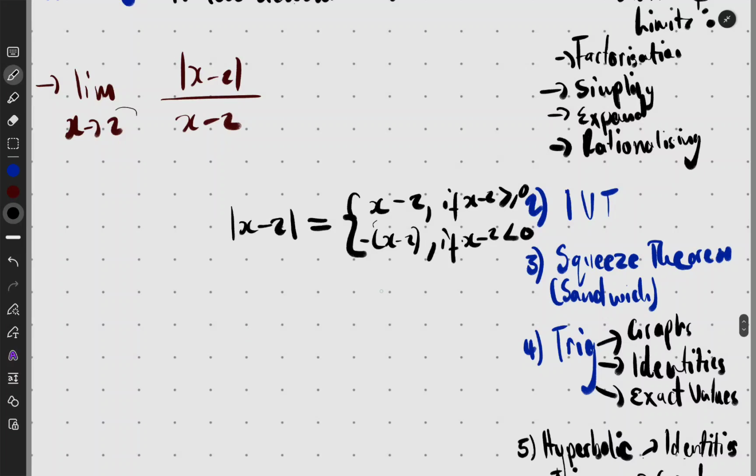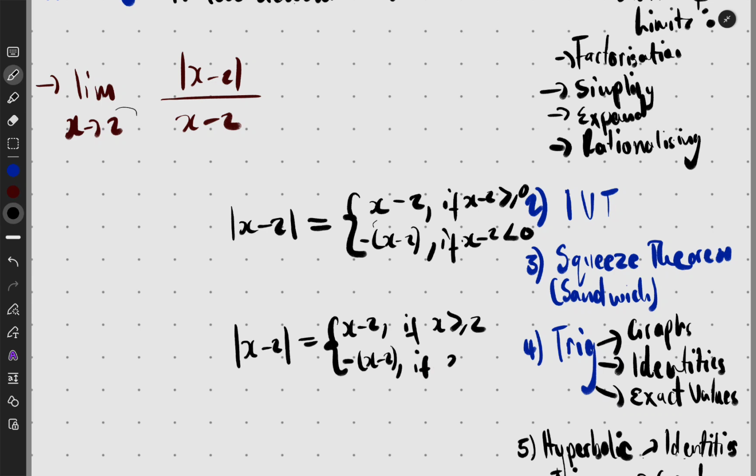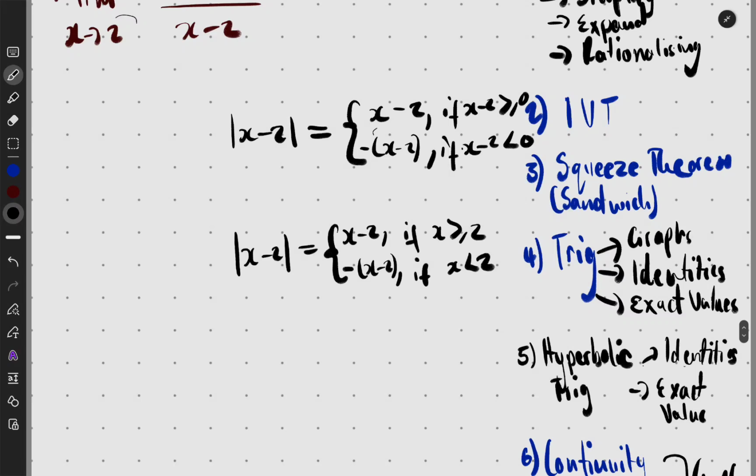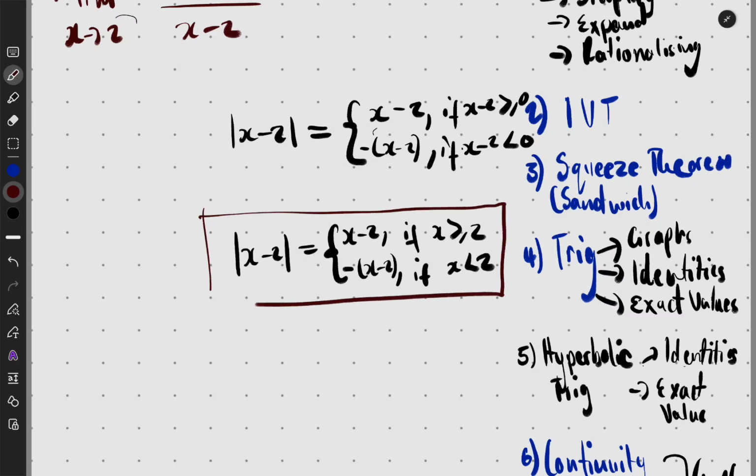So this now just becomes, it goes down to say modulus of x minus 2 is going to be equal to x minus 2 if x minus 2 is greater than or equal to 0. What does that mean? You take minus 2 to the other side, and you have x greater than or equal to 2. And then here it is negative of x minus 2 if x minus 2 is less than 0; negative 2 goes to the other side, so x is less than 2. So here are the conditions. Now we have a piecewise function and we can do it.